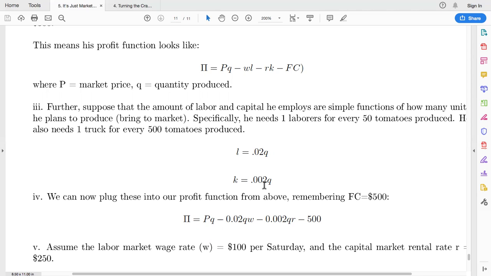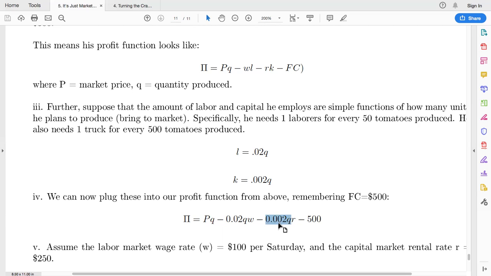And so what we can do is plug in these values for L and K in our previous function. So you can see all we've done here is we've plugged in L. This is just labor cost, but we're going to plug in this function here. This is capital cost, right? This whole function. And then this is just that K here, right? K equals 0.002Q, 0.002Q times R, okay?